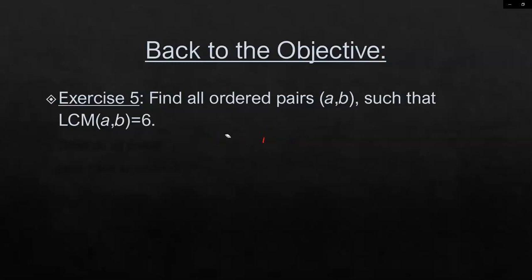So let's see. Okay, Abhiti is writing some pairs. Let's look at them. So we have the pair 1 and 6. Okay, that was proposed. What is the least common multiple of these two numbers, of 1 and 6? 6, right? Exactly the one that we want. Which means that this 1, 6 is one of the pairs that we're looking for, because we're looking for all of those pairs.